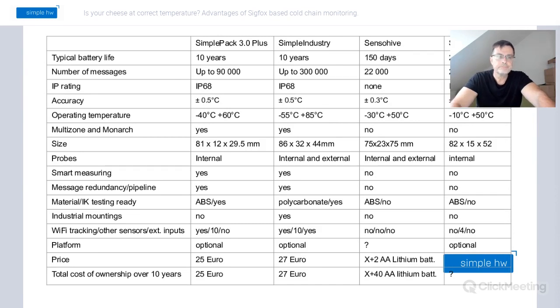This is a short comparison of some of the features between SimplePack, Simple Industry, SensorHive, and SenseIt devices.